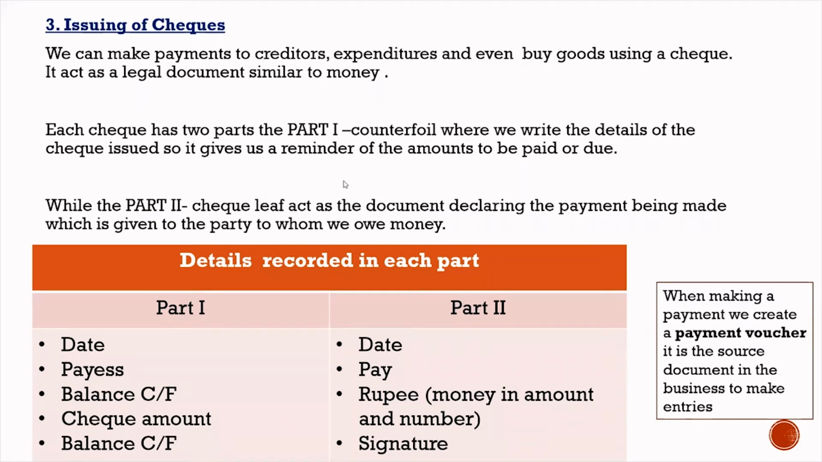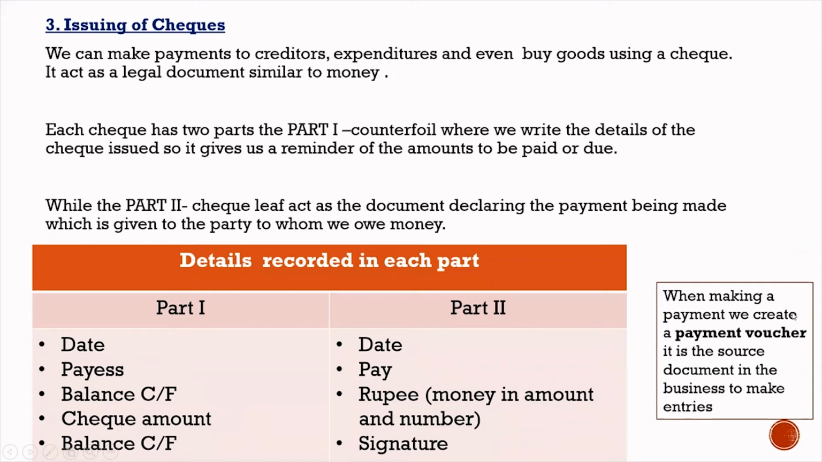So that is what I explained before at the time when I was showing you the check, right? So these are the details recorded. Please keep these things in your mind. There will be the date, the pay details, the balance, the check amount, and the balance carried forward. On part 2, there will be the date, paid person, the rupee values, and the signature.